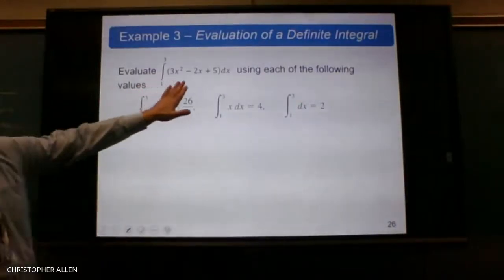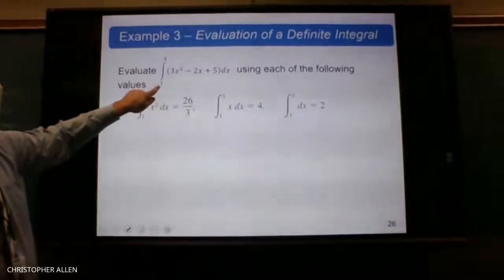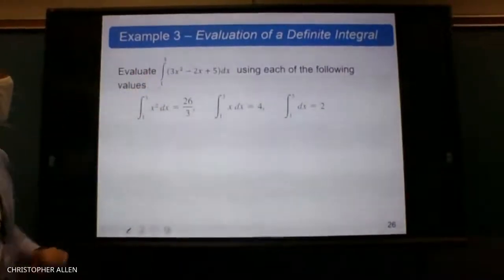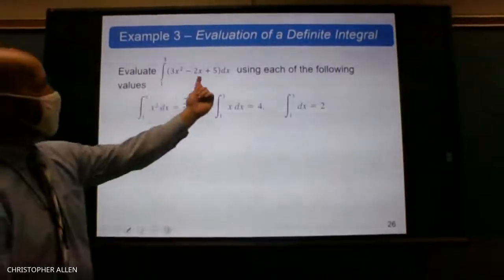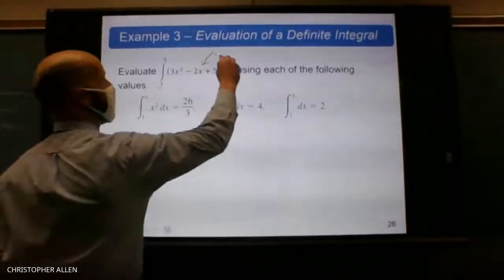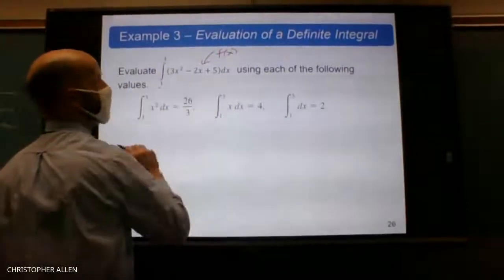So I'm trying to evaluate this integral. The lower limit of integration is 1, the upper limit is 3. The function here, this is the f of x, if you will. This is f of x, so it's 3x squared minus 2x plus 5.